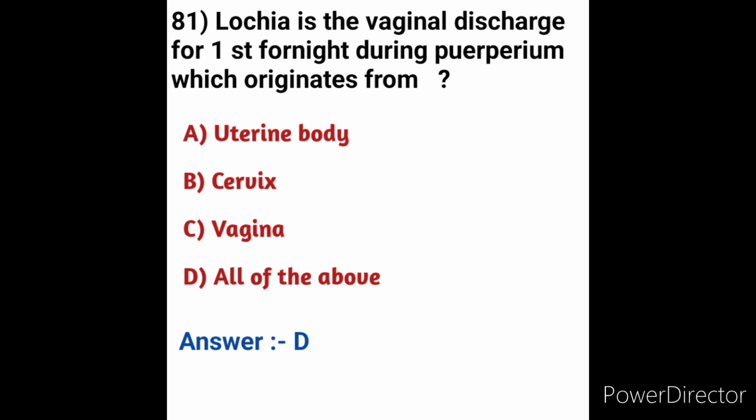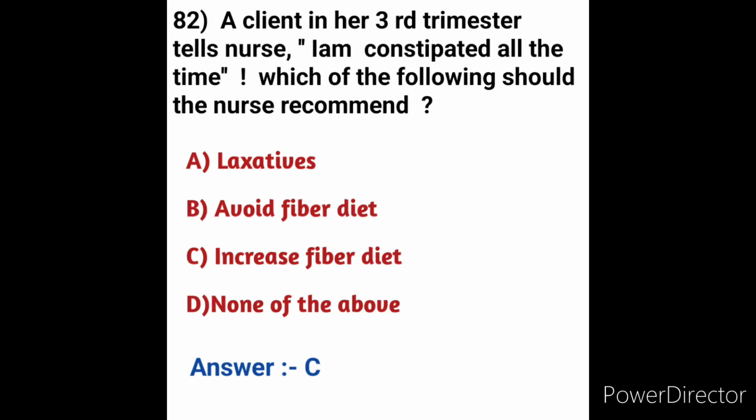Lochia is postpartum vaginal discharge that comes from the cervix, uterus and vagina. Here option D is the correct answer, all of the above. Lochia is the vaginal discharge for the first fortnight during the puerperium, and it originates from all of the above. Correct answer option D. Next, move on to question number 82.